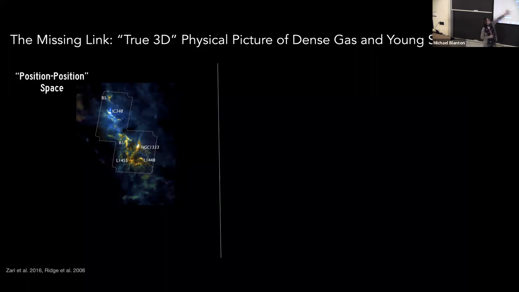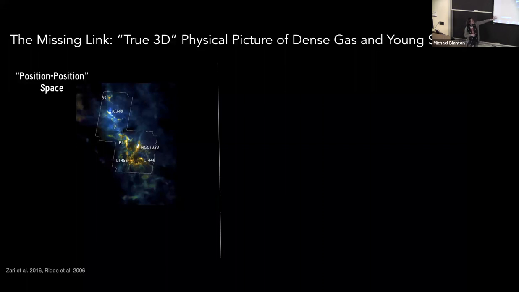And so this is a star-forming region. This is a molecular map. This is like CO or something. This is an integrated dust map. Oh, it's dust. Okay. It's dust from Herschel and Planck. This is a 2D dust map. So this has been our view of star-forming regions for about 100 years. It's all integrated, just a plane of the sky view. We have no physical picture.